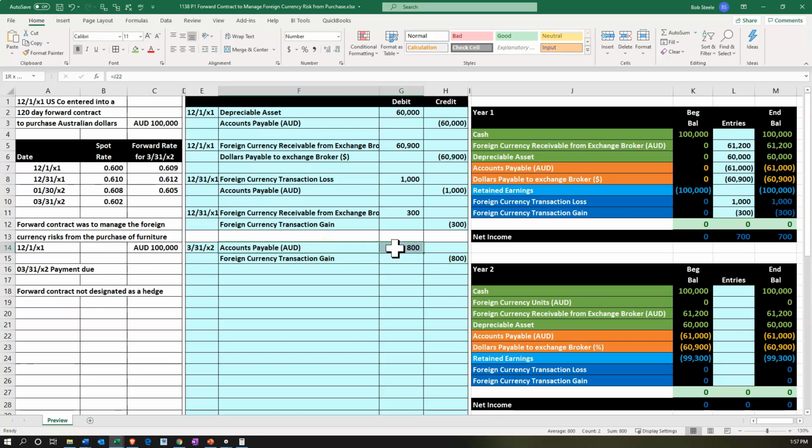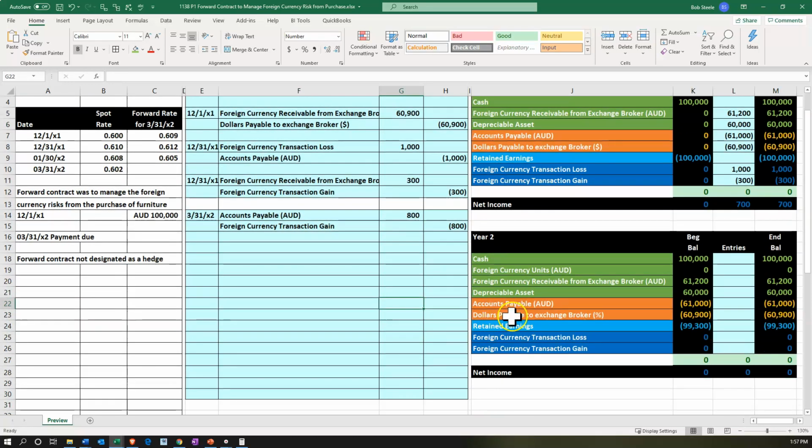Let's record this out then. So we've got the accounts payable. This is going to be equal to the $800. That's going to bring us to that 60,200 we calculated. And then we have the gain down below. The gain down below will be equal to the $800 credit.